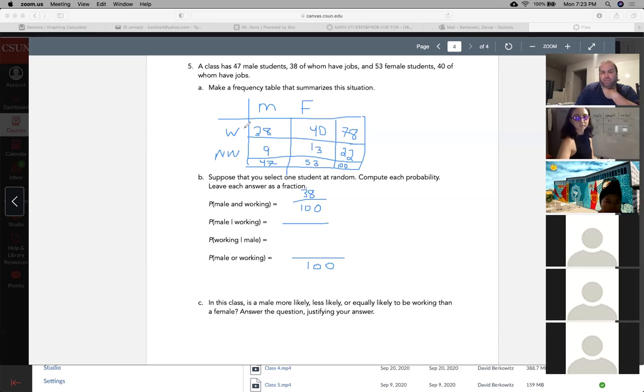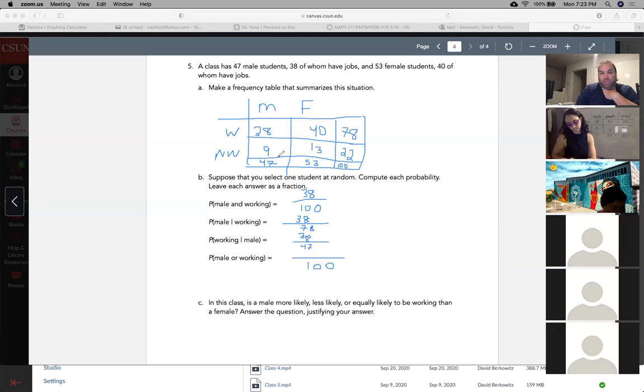Males given working. So since it's given working, I only care about the 78 who are working. No one else matters, just those 78. And of those 78, how many are males? 38. And working given males. So of the males, well, there's 47 males. And how many of those 47 are working? 38 of them. So 38 over 47.